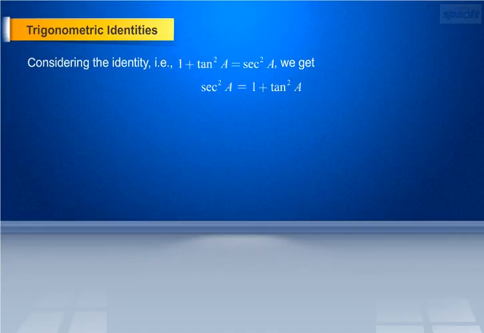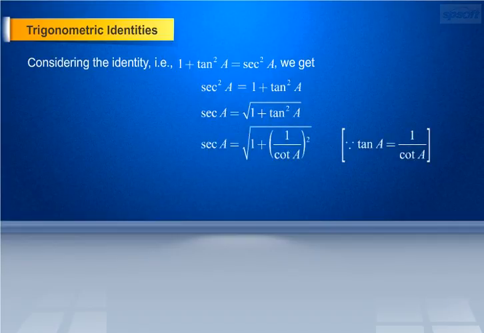To find secant A, we consider the identity, that is, 1 plus tan square A equals secant square A. We get secant square A equals 1 plus tan square A. Applying square roots on both sides, we get secant A equals square root of 1 plus tan square A. This implies that secant A equals square root of 1 plus 1 by cot A whole square, since tan A equals 1 by cot A.